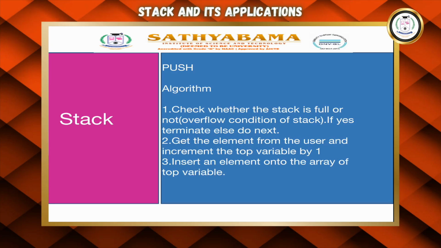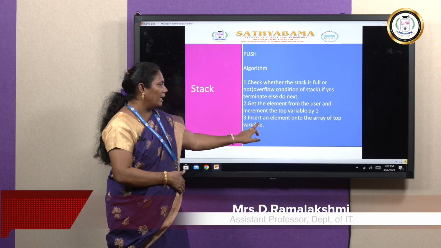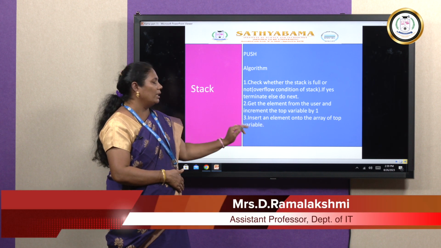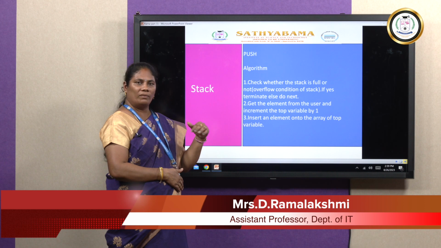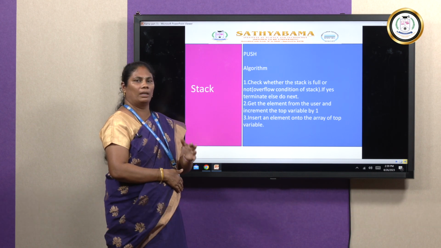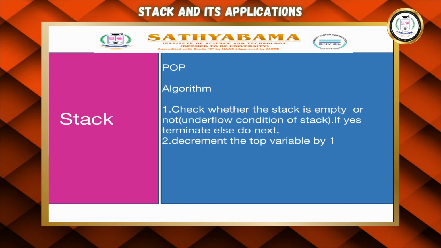Next, when you are inserting elements one by one, the top variable is incremented by 1. So inserting an element into the array happens at the top of the stack, which is called the top variable. The next algorithm is pop. Pop means deleting an element from the stack.